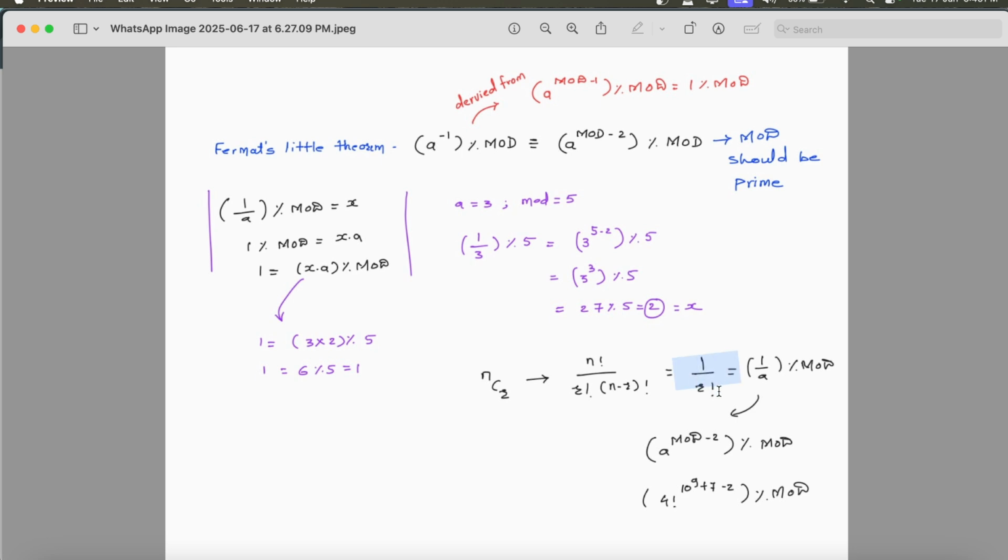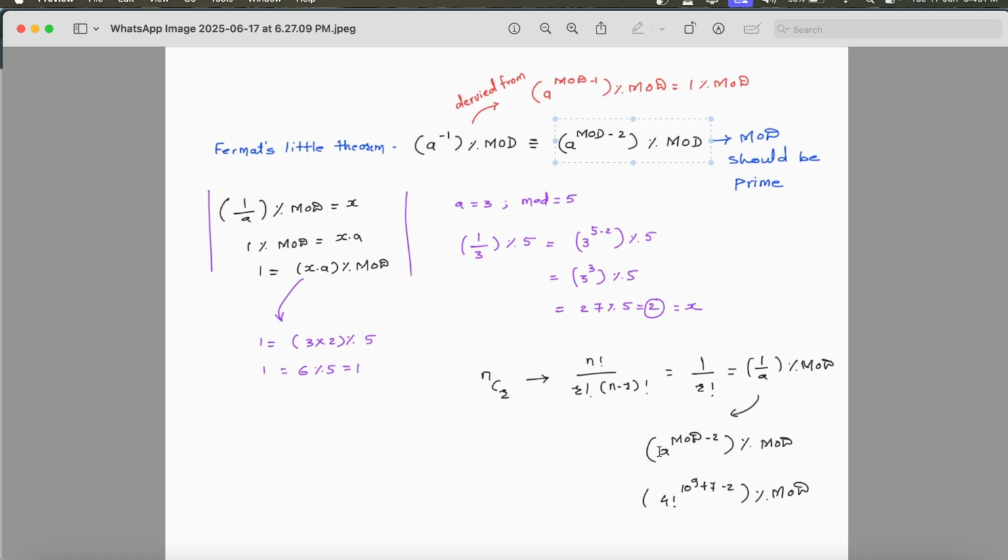So whatever the r value that we have, let us consider it as a, and the mod value is 10 to the power of 9 plus 7. So we can again use this particular formula that we saw right over here: a to the power of mod minus 2, again modulo mod. That is the formula that we can apply right over here.